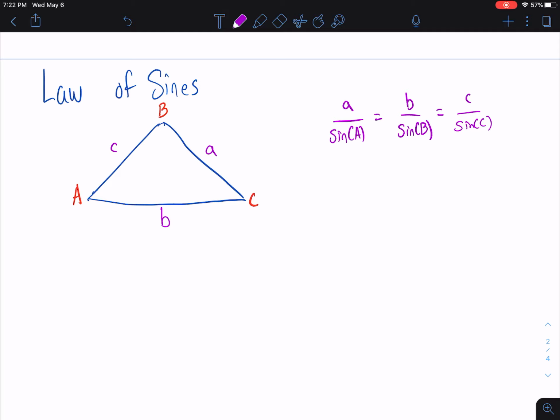And that's because when we're solving these, either we're going to use a over the sine of A equals b over the sine of B, or we might use b over the sine of B equals c over the sine of C, right? We're just going to use two of these at a time. We're not going to use all three at the same time. Basically what happens is we get a proportion, we've got three pieces that we know, one piece that we don't know, and we just algebraically solve for the missing piece.